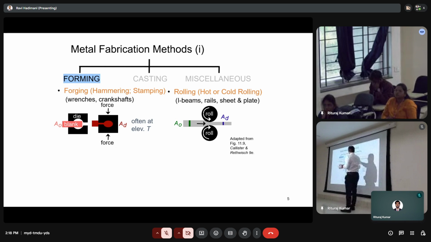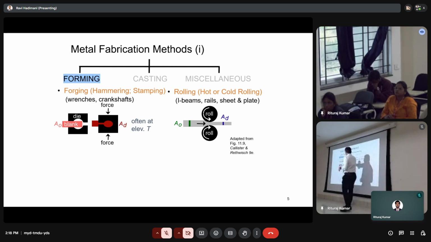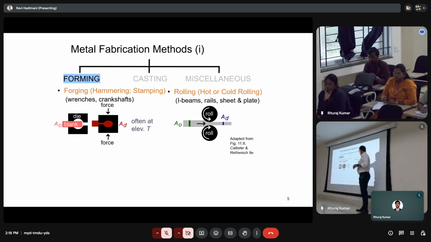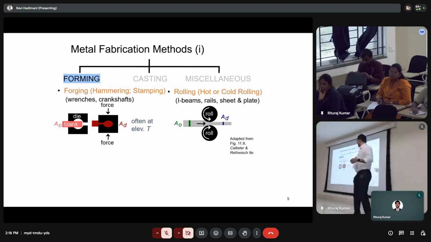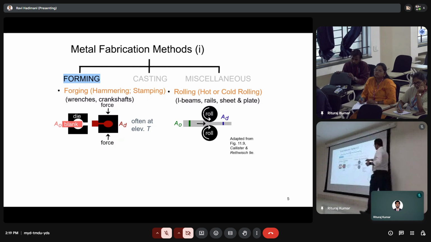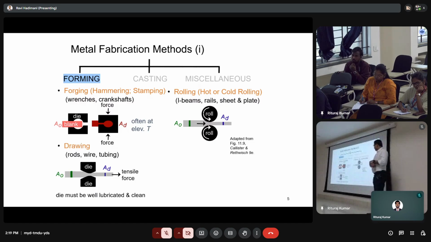Within forming, you have rolling as well. In rolling, you reduce the dimension of the material using two rolls. So this is for sheets and plates, rails and I-beams. These are prepared using rolling. It can be cold rolling or hot rolling. This is one way to make a required shape. And when you do this, these processes also alter the mechanical properties to some extent.